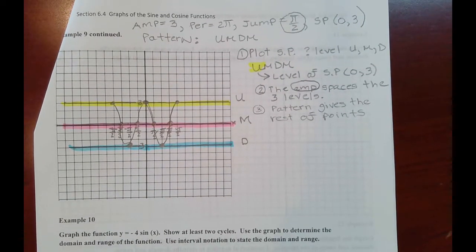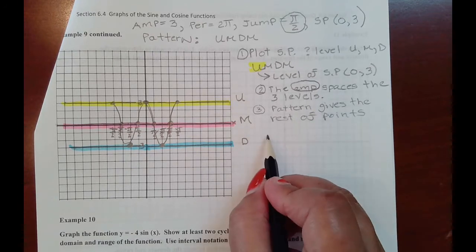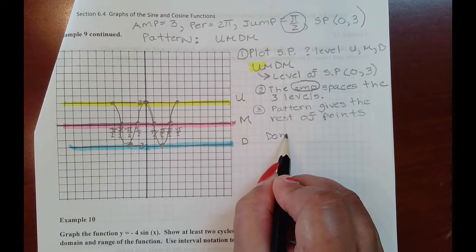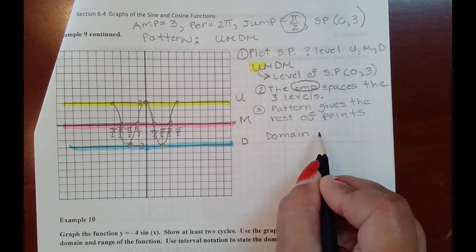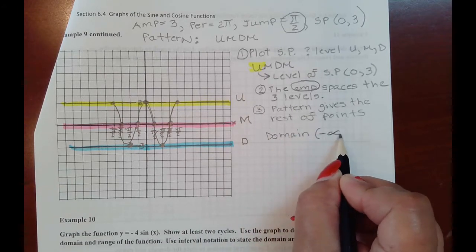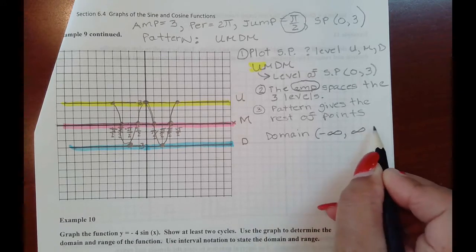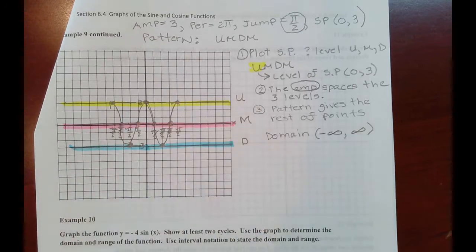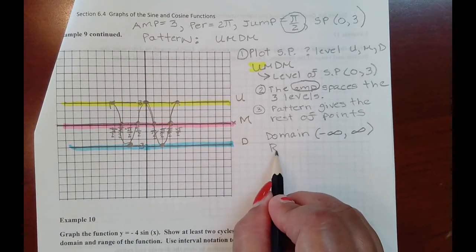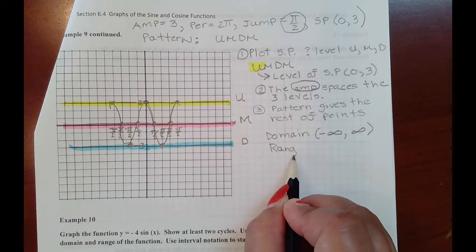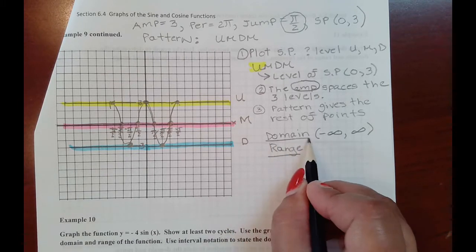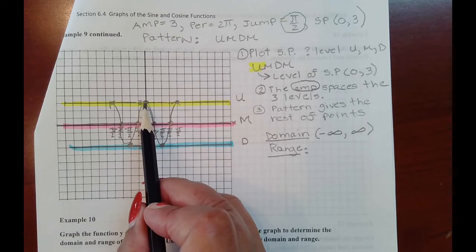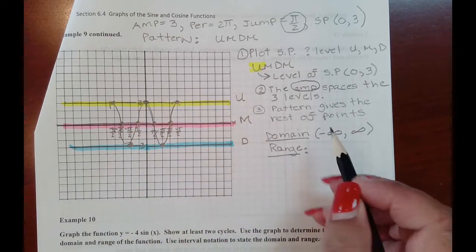Okay, they're also asking you what is the domain and the range here. Well, I had gone over on previous pages that the domain for all sine and cosine graphs is negative infinity to infinity. It does go on and on if you want to continue it. And the range can just be told by how high and how low does it go. So the range in this particular case, it goes as high as 3 and as low as negative 3.